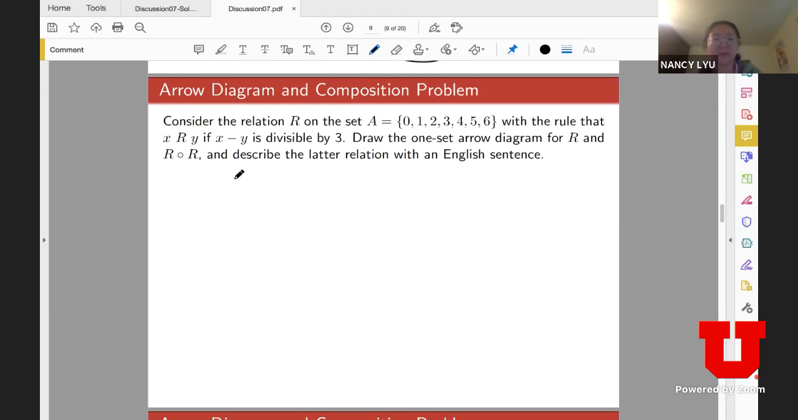Okay, so let's start with all the elements. So this is the one set arrow diagram. We don't need to write that vertically. So xRy basically means x minus y is divisible by 3. So remember 0 is also divisible by 3, and also negative numbers as well.